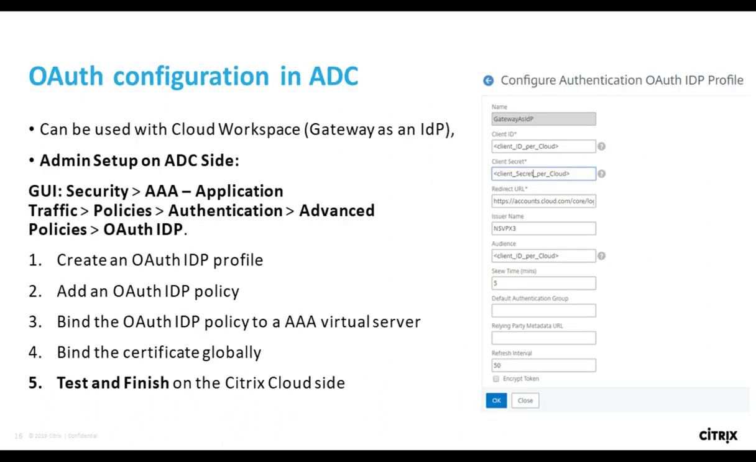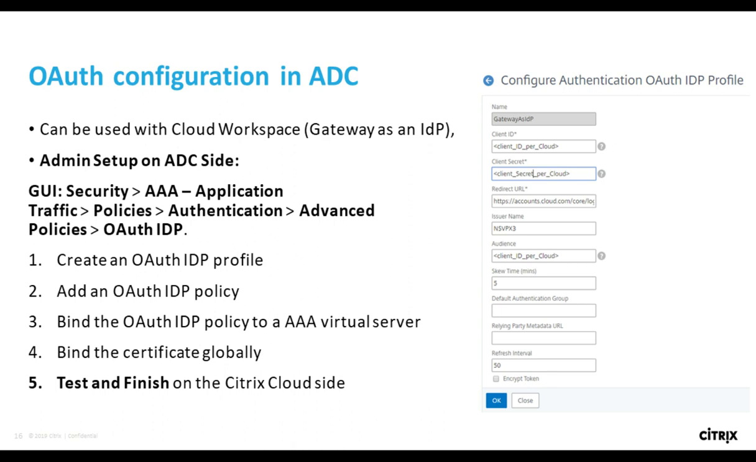We will talk a little bit about the ADC configuration on the AAA side. So once again, you will need to have a AAA vServer, create an OAuth IDP profile and a corresponding policy, and bind these policies to the AAA virtual server. Then you will need to bind the certificate globally, test and finish. Something important is that when you're configuring this, you will see an audience field, and this audience field is also going to be the client ID. So you put the client ID in two different places. And well, that's pretty much it. That's the only catch to that.